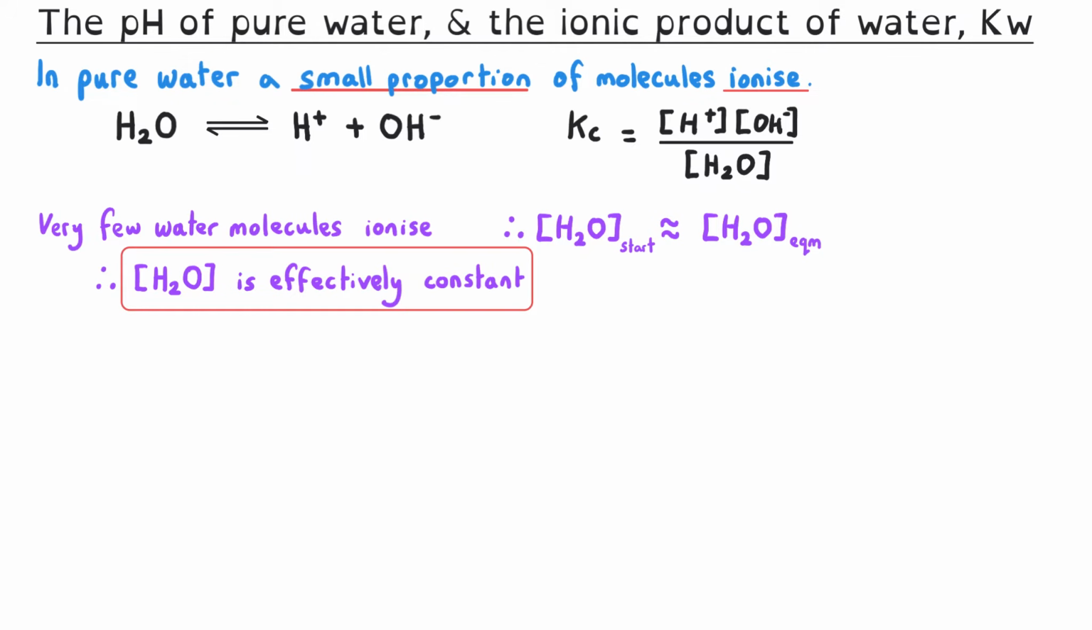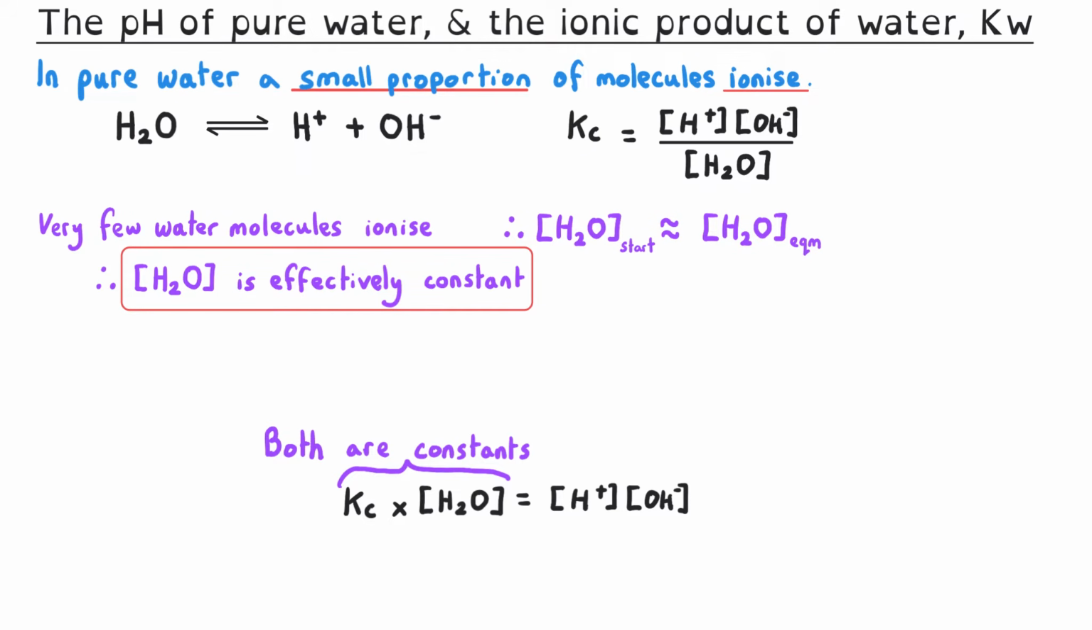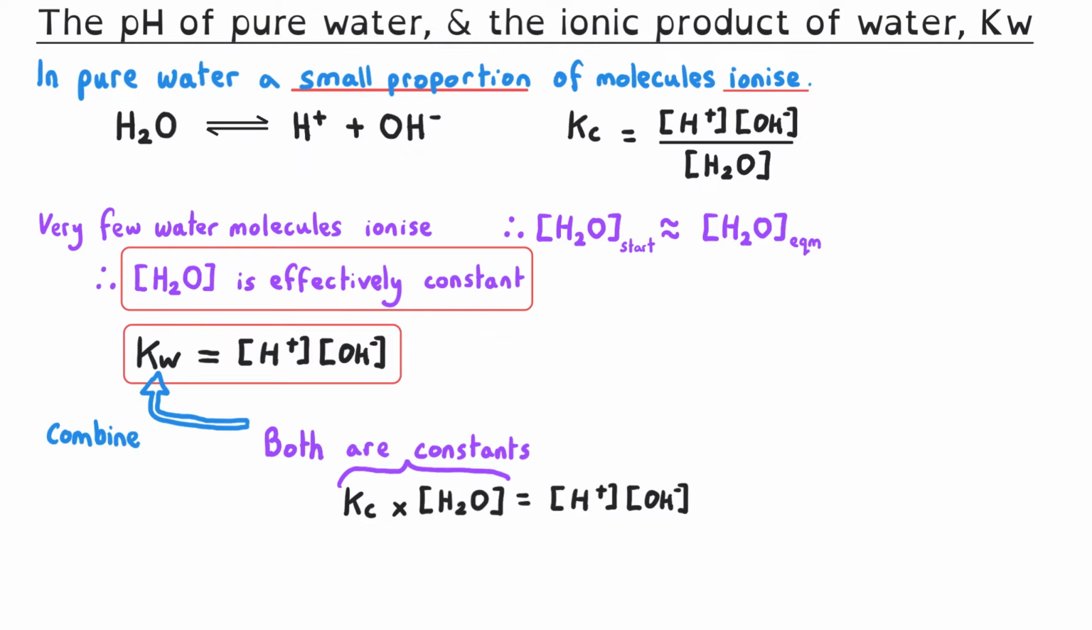And so if we put both of our constants on the left-hand side, you can see we've got Kc multiplied by the water concentration is equal to the hydrogen ion concentration multiplied by the hydroxide ion concentration. What we do in chemistry is the same as in maths. If you've got two constants in the same position, you combine them to get one. And this is the origin of the Kw value. And so you can see that Kw is equal to the hydrogen ion concentration multiplied by the hydroxide ion concentration, which is why it's called the ionic product of water. Those are the ions that came from the water.